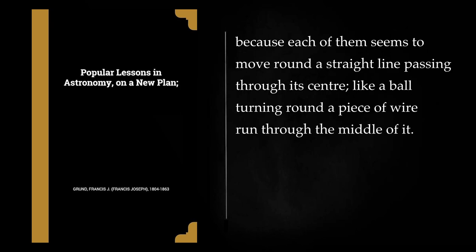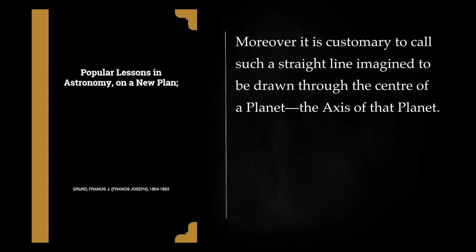Because each of them seems to move round a straight line passing through its center, like a ball turning round a piece of wire run through the middle of it. Moreover, it is customary to call such a straight line, imagined to be drawn through the center of a planet, the axis of that planet.